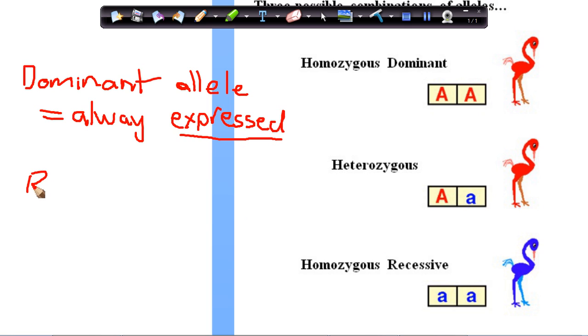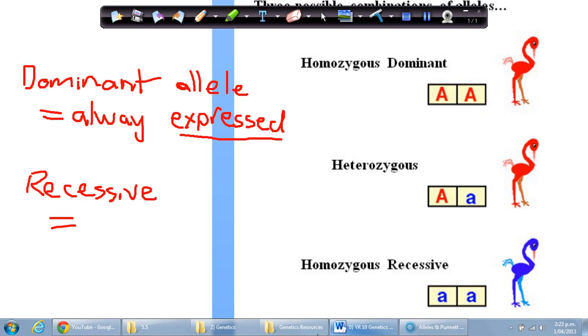Now recessive. I might not write that out, but a recessive allele is only expressed when it's on its own. That's one way you can say it. So a recessive allele is only expressed when there aren't any other alleles present. Or another way of saying it: the recessive allele is only expressed when the dominant allele isn't present. So, two different ways of saying the same thing. The recessive alleles are only expressed when they're on their own, or when the dominant allele is not present.